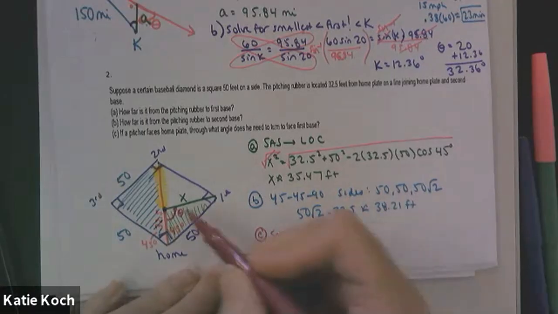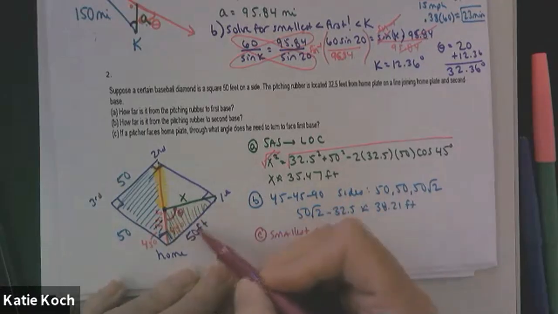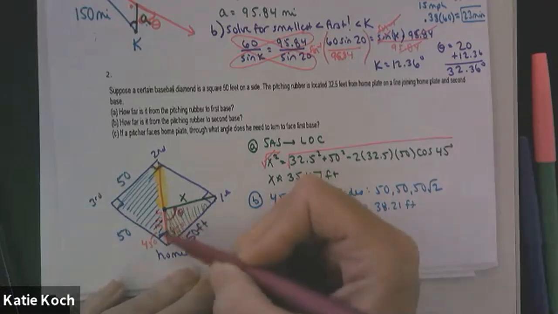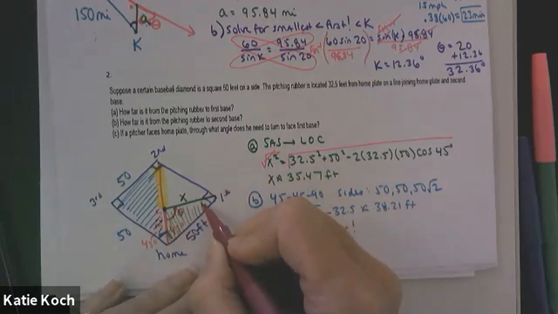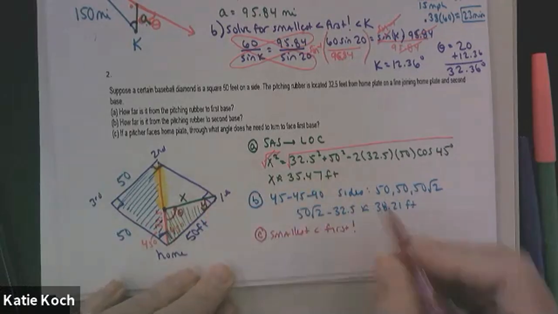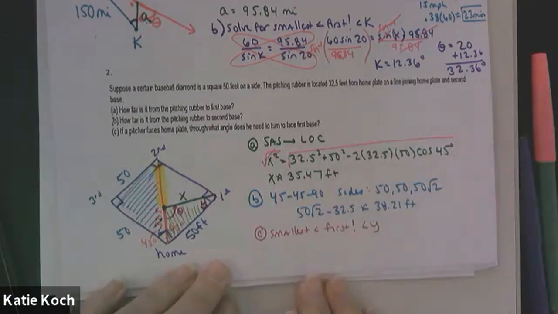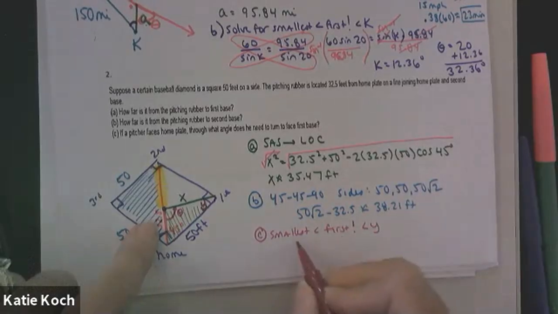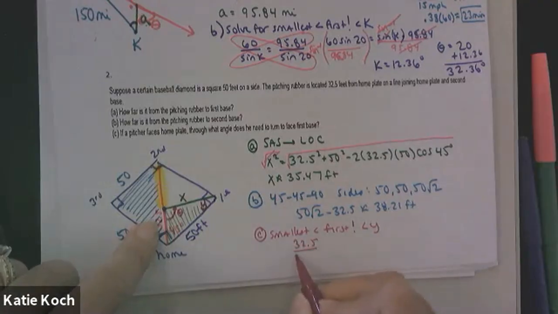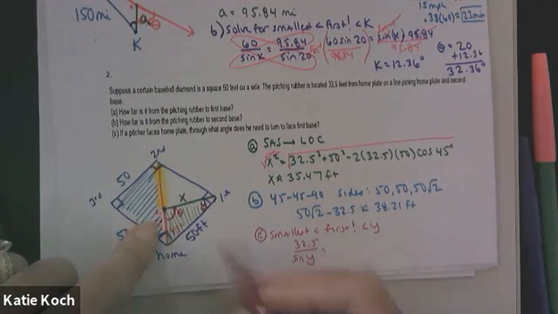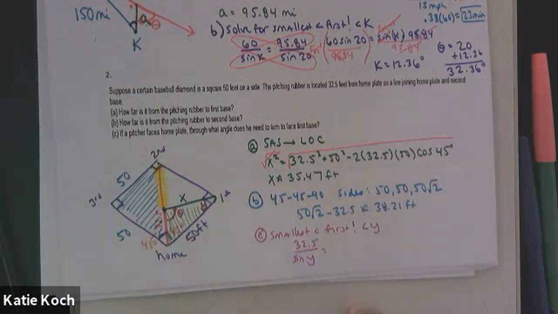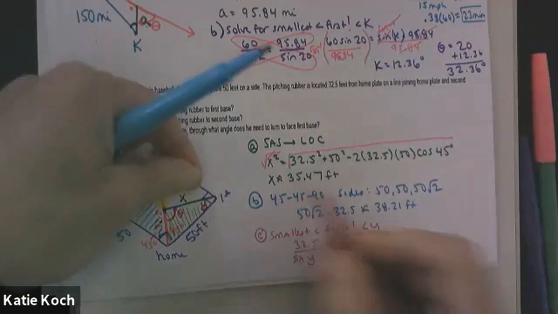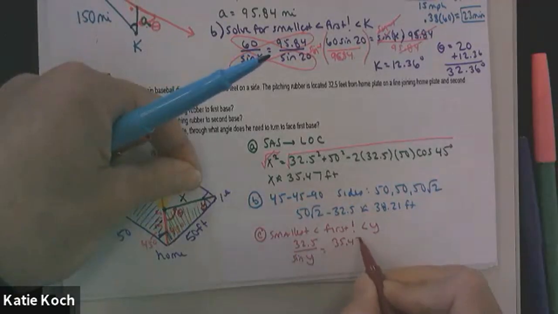And the smallest angle is not this angle here. That's across from 50. It would be the angle that's across from the 32.5. Maybe I'll call that like a Y or something like that. We'll just call that angle Y. So I would set up my 32.5 over the sine of angle Y equals, what did I find that to be? X was 35.47 over the sine of the 45.